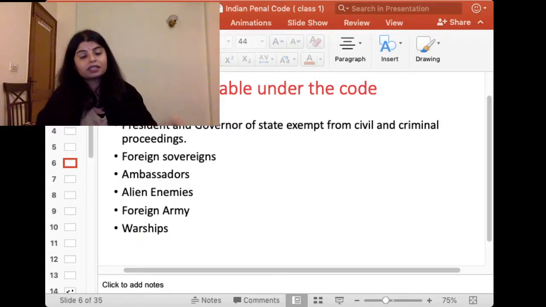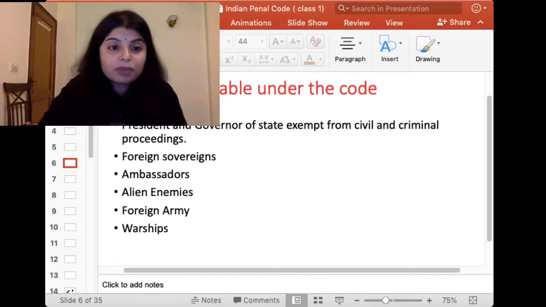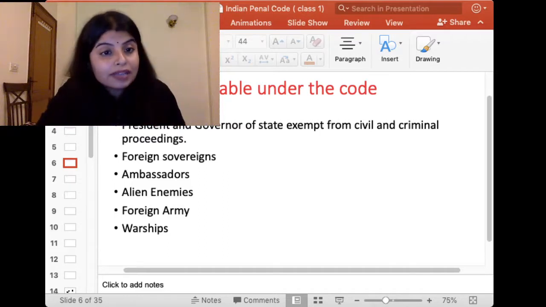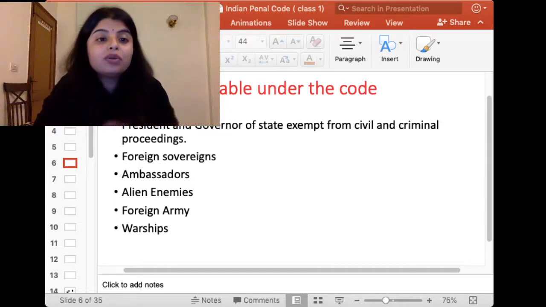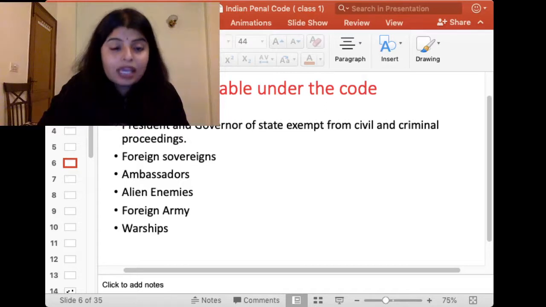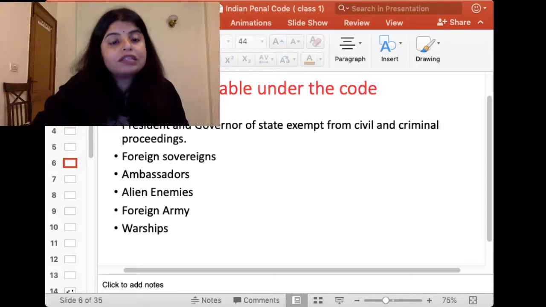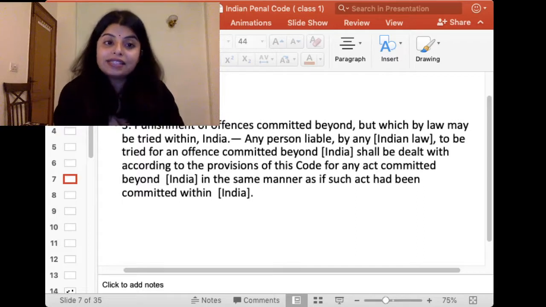Now remember two things. When I said "when they are on duty," the reason is, for example, if an alien enemy, foreign army, or a warship commits a crime while on duty, they will get this immunity. But if they commit any offense in their personal capacity, then they will not be exempted from the civil or criminal proceedings that would be taken against them in the country. So it's only on duty that they get this immunity. So remember Article 361.